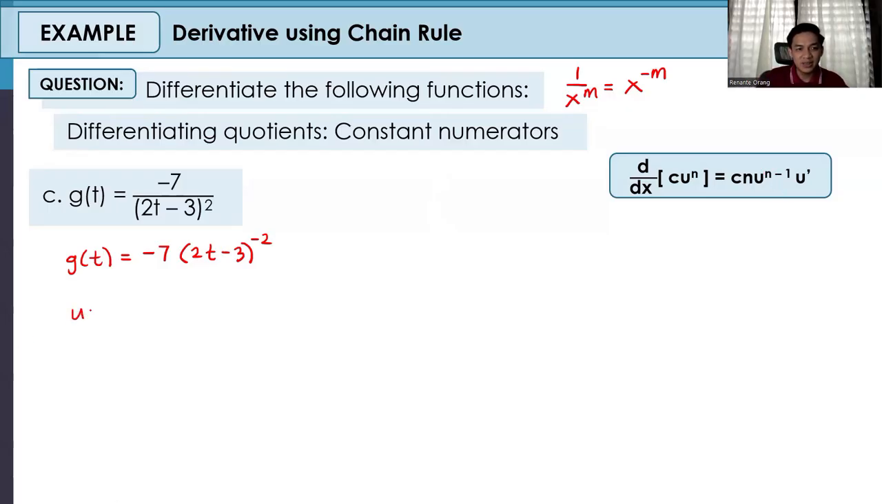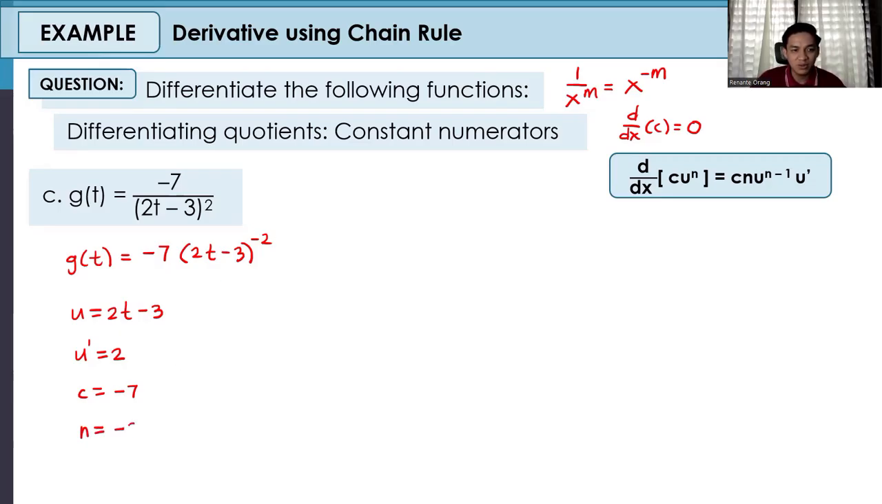Same po kanina, let us define kung sino yung u natin, which is nasa loob ng ating open and close parenthesis, 2t minus 3. So derive natin siya class, yung ating u prime is equivalent to 2t is magiging 2, -3 is magiging 0, kasi the derivative with respect to x of our constant is equivalent to 0. Next is our constant, yung nasa front natin, which is si -7. Pagkatapos, yung ating n, which is our exponent, which is equivalent to -2. So, kompleto na tayo. We have our u, u prime, c, and n.